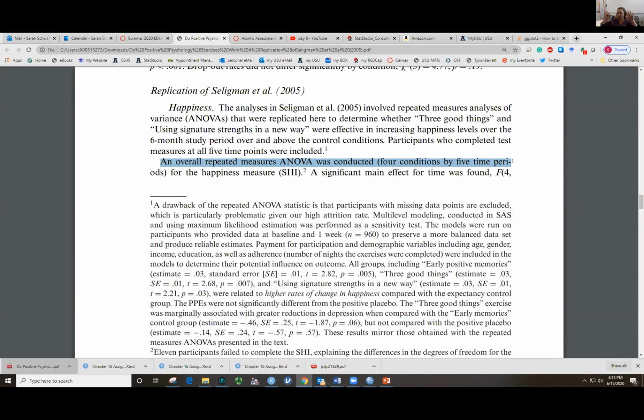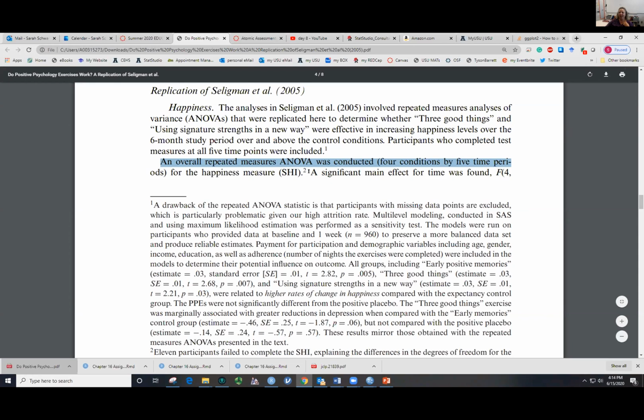Is this a repeated measures ANOVA? We have five time points, but we also have four independent groups. So I would call it a mixed design ANOVA, but you will see frequently people will call a mixed design ANOVA a repeated measures ANOVA. Even though it has that additional grouping factor, they will still call it repeated measures, even though it should be called mixed ANOVA. So I wanted to point that out to you. You will see that a lot.